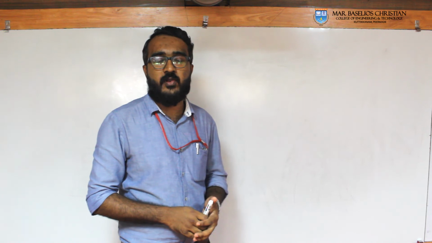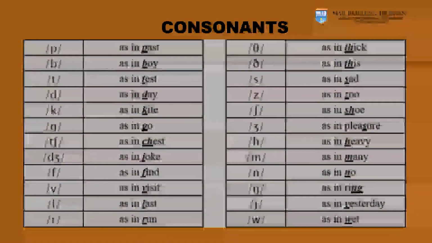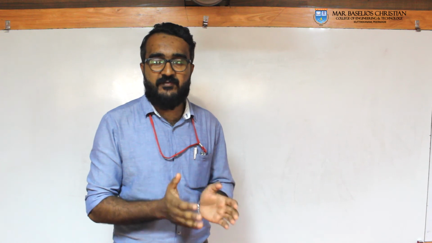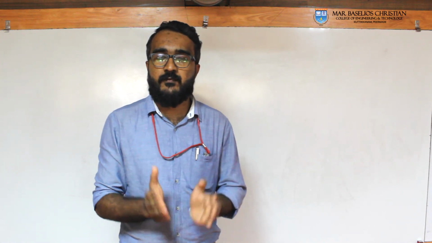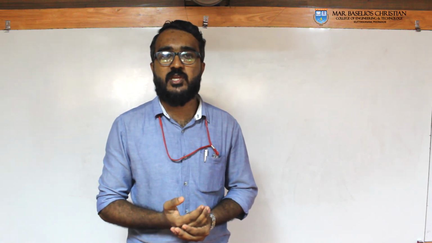So here are the 44 sounds of the English language, the 20 vowel sounds which are again subdivided, as we said earlier, into 12 pure vowel sounds and 8 diphthongs or vowel combinations. And next here we have the 24 consonant sounds. So as we have seen, these are the 44 sounds that make the sound system of the English language.